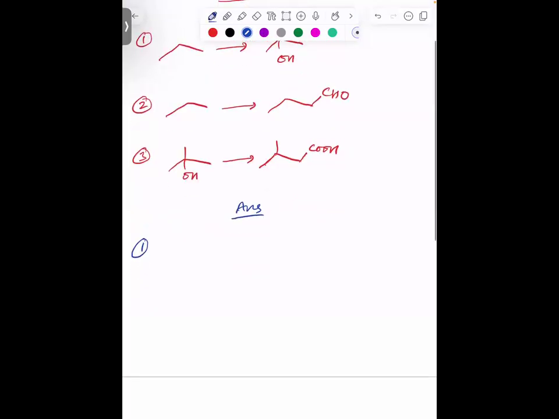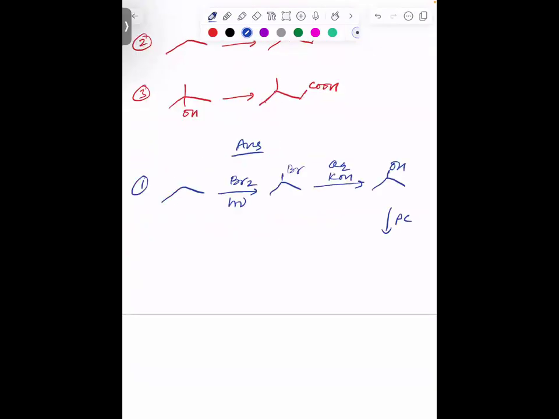So how to convert alkane into ketone? It is not direct. First, you can write the bromination. From bromination, you will get 2-bromopropane. Then treat it with aqueous KOH. It will be propan-2-ol. Then use PCC to get propanone. You can use HCN to get this. Then make the hydration.